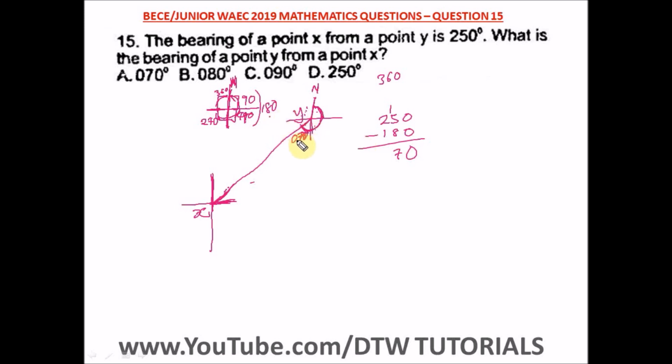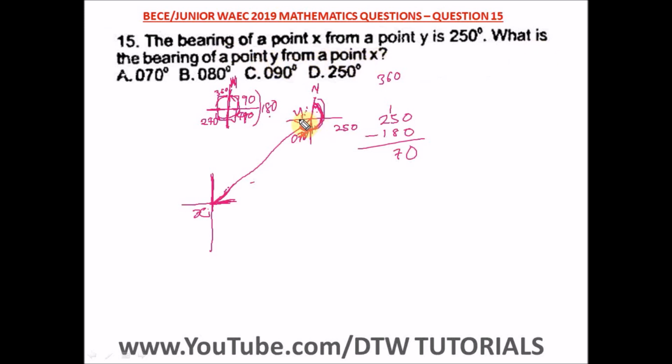So why we got this angle is to be able to answer our question, which says what is the bearing of a point Y from a point X. Where the bearing of X from Y, all these angles together, is 250, with this one here being 70, and here being 180. So all together is 250.